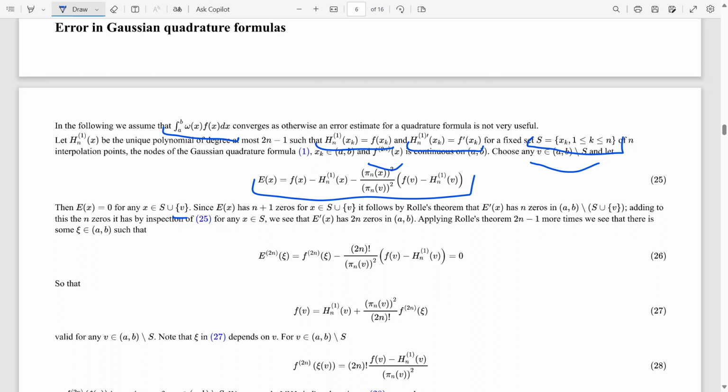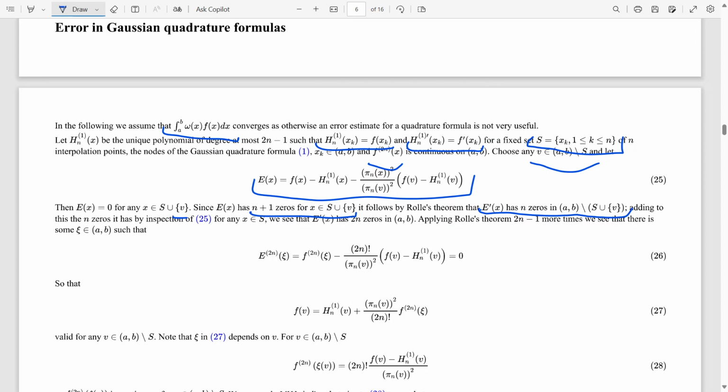And so by Rolle's theorem, e prime of x has n zeros in the open interval from a to b. Forget about S union v.